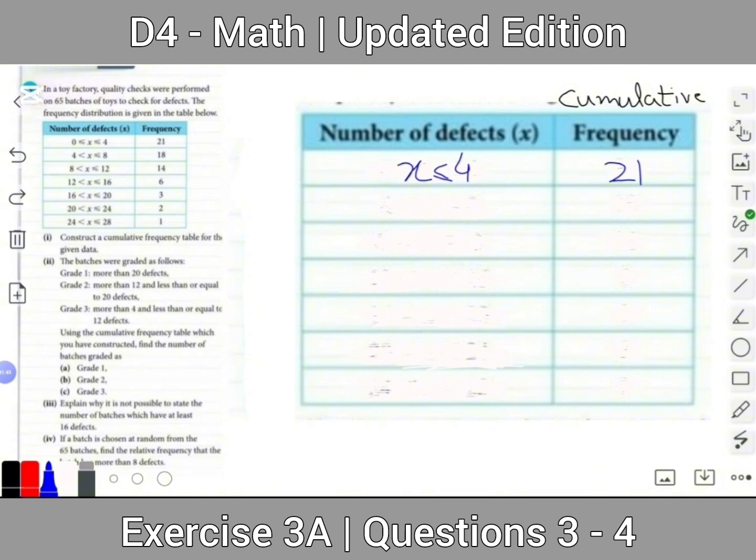Now for our next entry, the number of defective toys goes from 0 to 8, and we could just add on 18. So for our second entry, we have to go from 0 to 8 with a frequency of 18. So we have to just add 18 to the last one, which was 21. So 21 plus 18 gives us the cumulative frequency of 39.